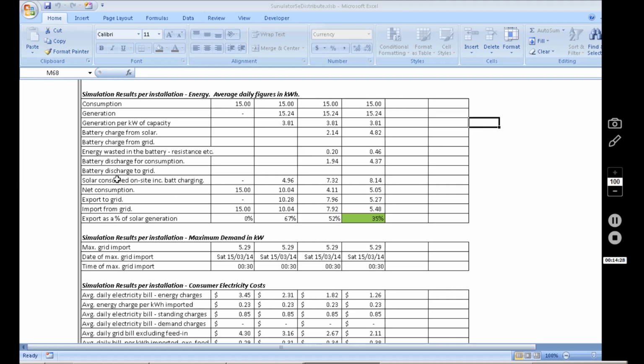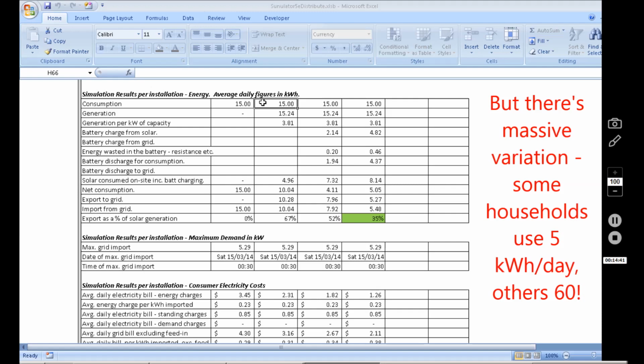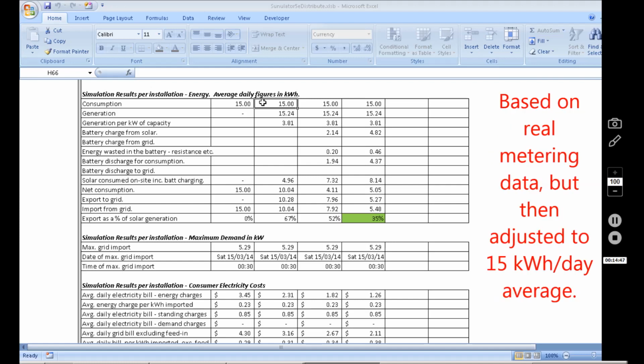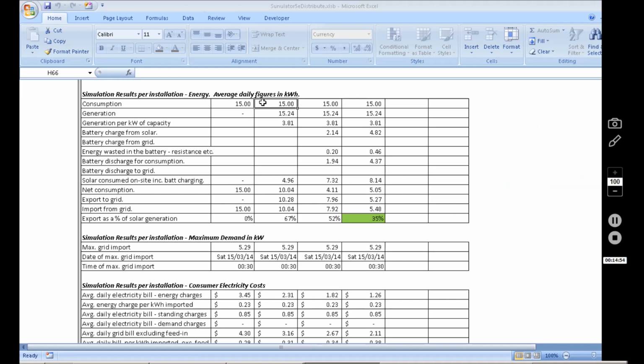The first table is for energy, so average daily kilowatt hours. So we're consuming 15 kilowatt hours a day. That's not far off the Australian household average. Just a reminder, we've used real metering data from an Australian household here, but households vary dramatically over how much energy they use and also what sort of patterns, and all of that will have an impact on the results.